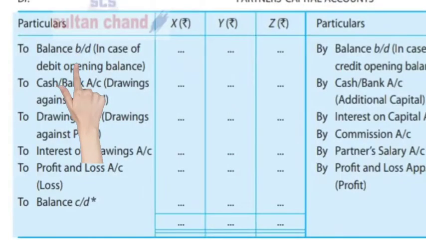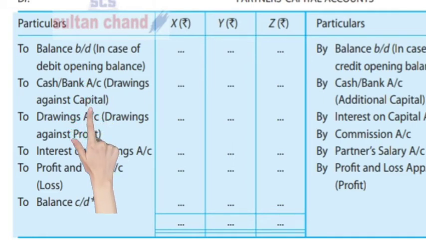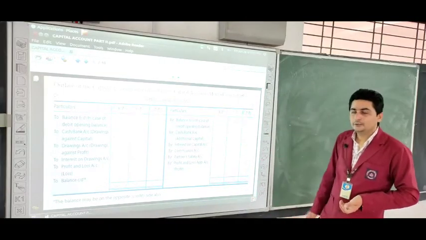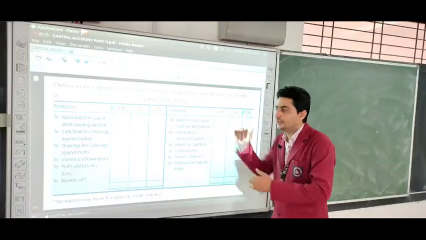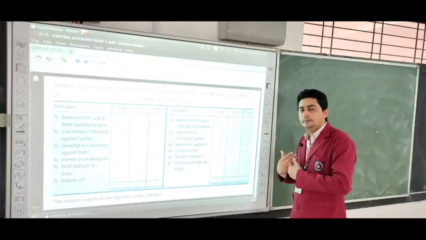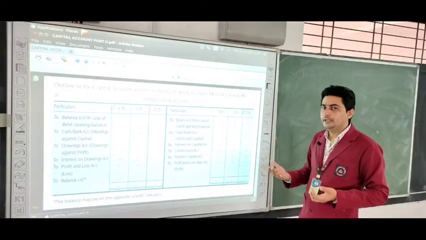If there was debit balance, opening balance, then we will write it here, drawing against capital, drawing against profit, interest on drawing, in case there is loss in profit loss appropriation account, and balance CD. So balance CD can be of both the sides also, it can be credited, it can be debited. The formula of calculating balance will be same.